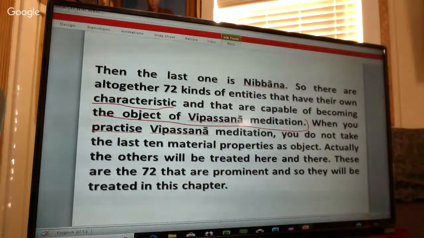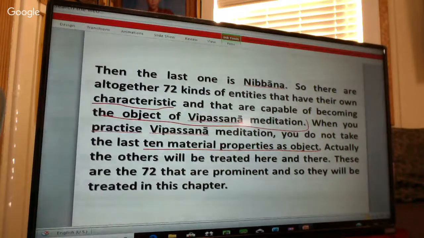So when you practice Vipassanā meditation, you don't take the last 10 kinds of material property as an object. You don't need, like, akasa, the space. Space is just conventional, not reality. But actually, between the realities, there's space. So that's why the Buddha explained it, to understand. But if you practice meditation, there's no need to focus on the akasa or something like this.